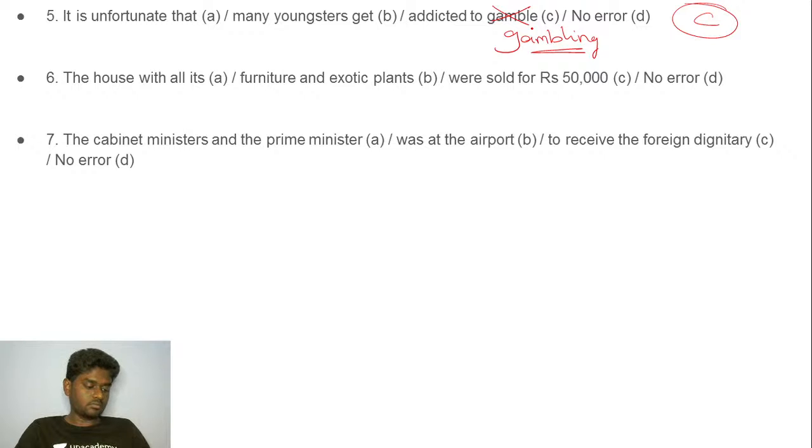Very good, very good. Yeah. What for the sixth one, guys? Come on. What is the error? The house with all its furniture and exotic plants were sold for rupees 50,000.